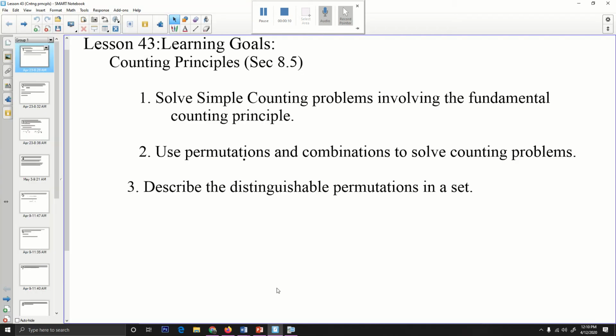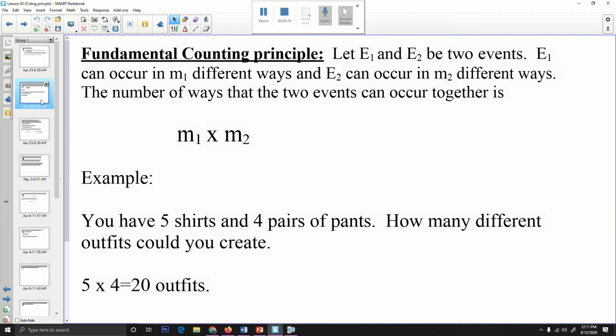So today we're going to talk about counting principles, and we're going to solve some simple counting problems involving the fundamental counting principle. We're going to use permutations and combinations to solve counting problems, and we are going to describe the distinguishable permutations in a set. So let's talk about some of the definitions of these things.